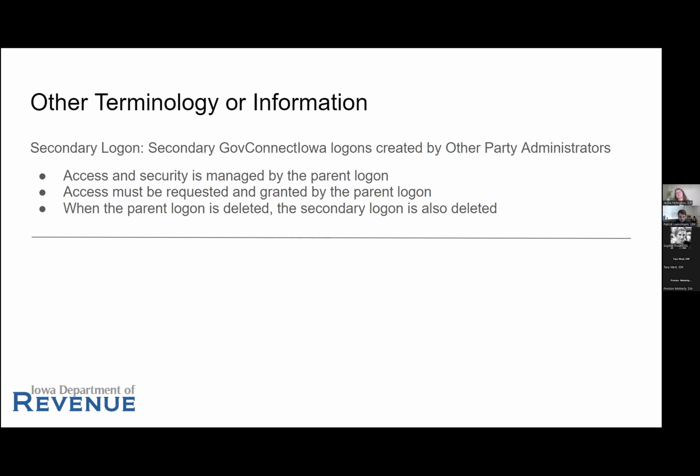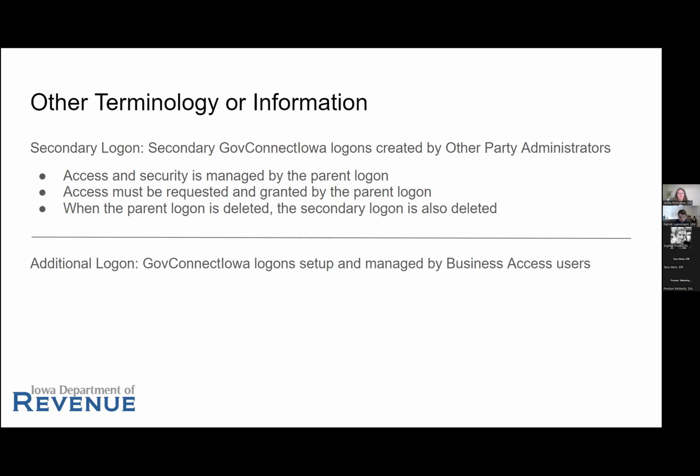So this is done for a couple of reasons. This would allow for ease of staff transitioning in case a staff member leaves. So the person that would be in a parent logon role may be a supervisor or a manager of a unit, whereas a secondary logon would be the employee. So think of it as a hierarchy. It is important to note that they are dependent on each other. So that means that when the parent logon is deleted, the secondary logon is also deleted, which would revoke their access entirely.